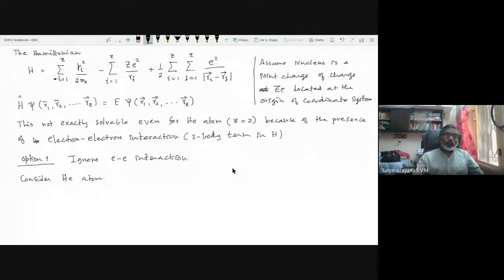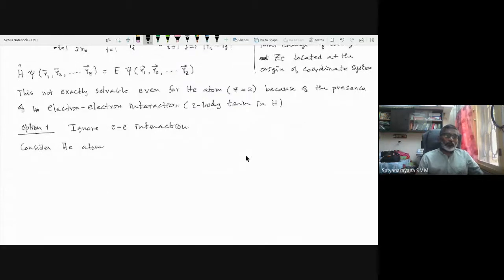Okay, so in the helium atom, you are going to have this Hamiltonian. It is P1 square by twice m_e plus P2 square by twice m_e minus 2e square by r1 minus 2e square by r2 plus e square by, I will call it r12, where r12 is modulus of r1 minus r2. So this is the Hamiltonian for helium atom.